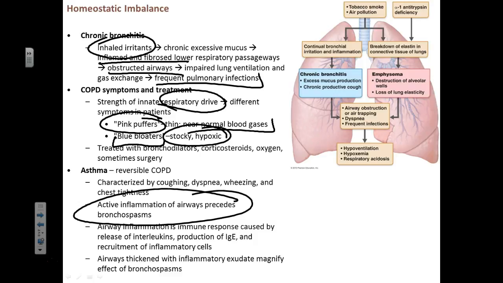When inflammatory mediators are released, it causes constriction of the bronchioles and problems with breathing. You shouldn't treat asthma lightly.